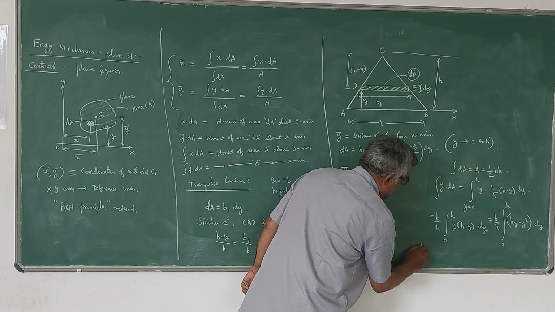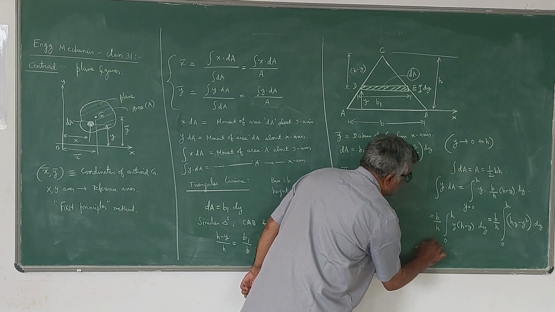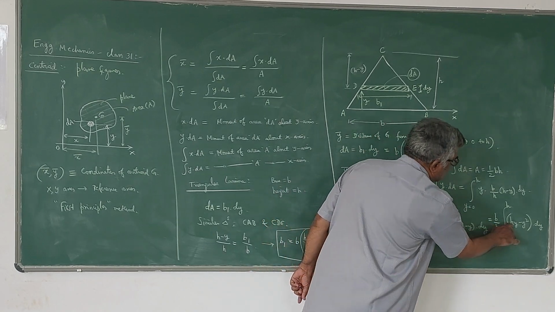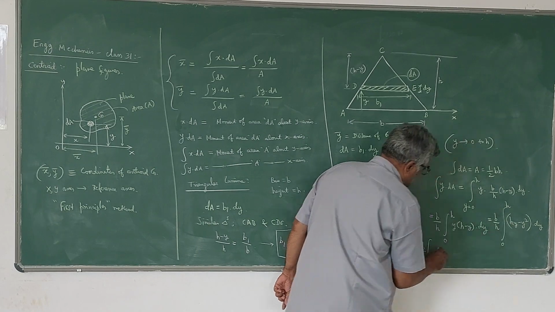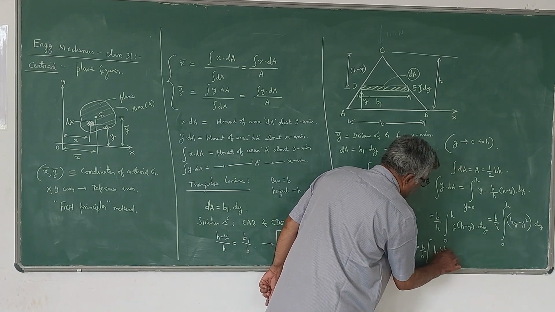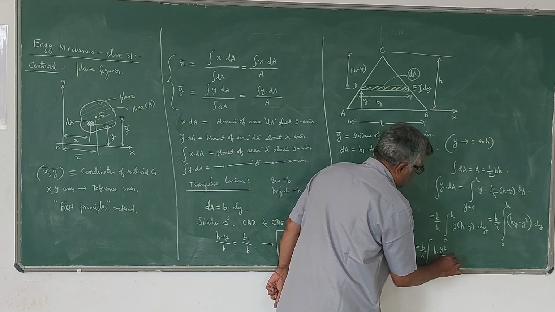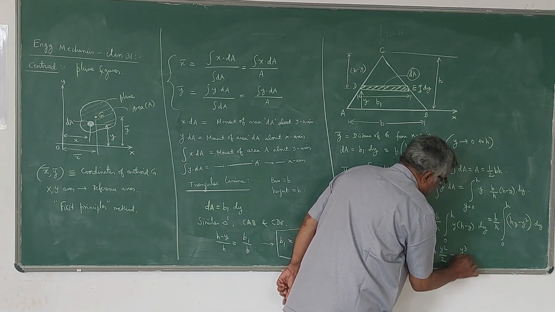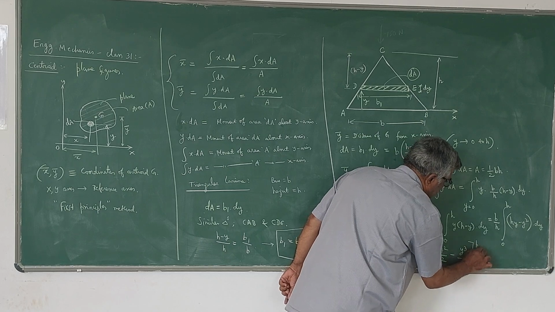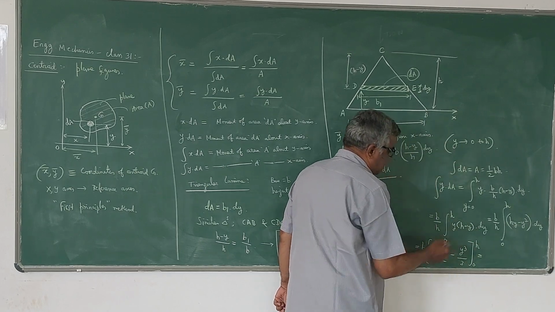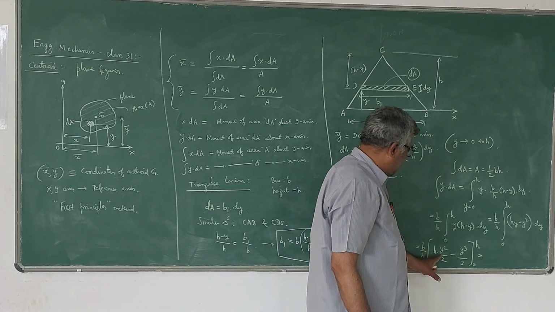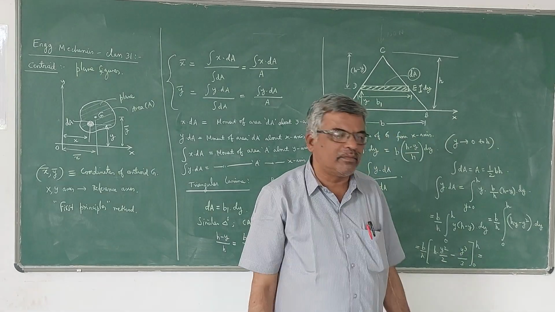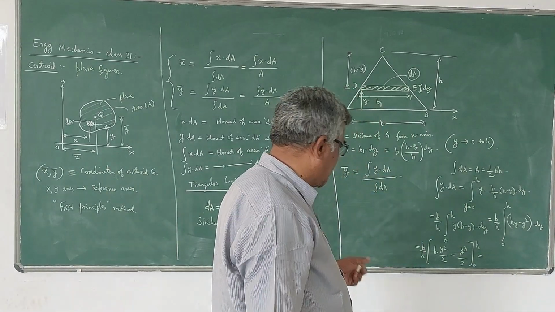Now if you integrate that, b by h into, the first integral is h into y, integration of y is y square by 2, minus the integration of y square, which is y cube by 3, with the upper and lower limits h and 0. Now if you substitute the upper limit, y equal to h is the upper limit, y equal to 0 is the lower limit.